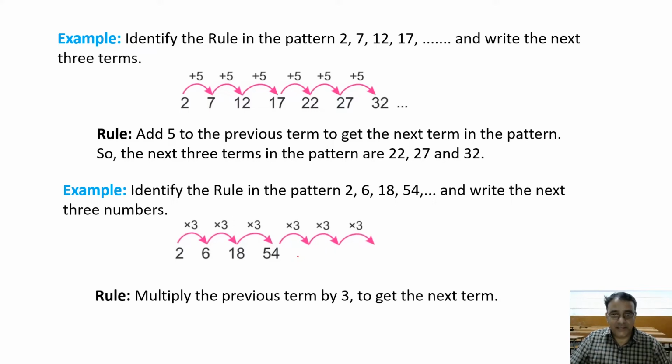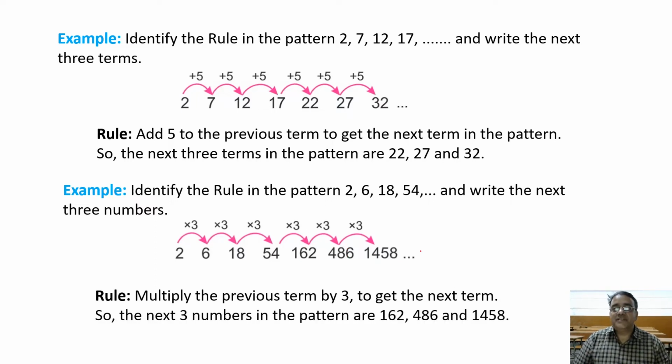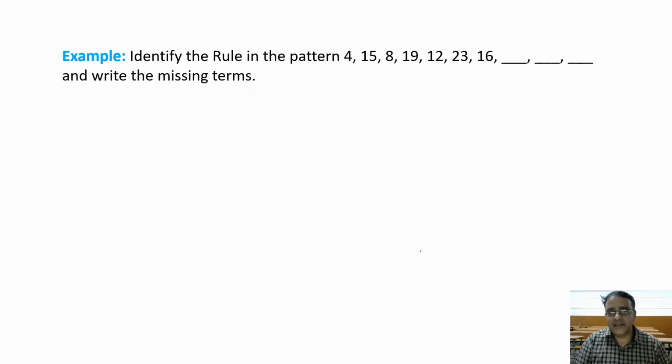162, एक मिनट उसको लिख लेते हैं. 162 into 3 is 486. And 486 into 3 is 1458. Right. So we are getting these numbers. So the next 3 numbers in the pattern are 162, 486 and 1458. Right. We'll see one more example.